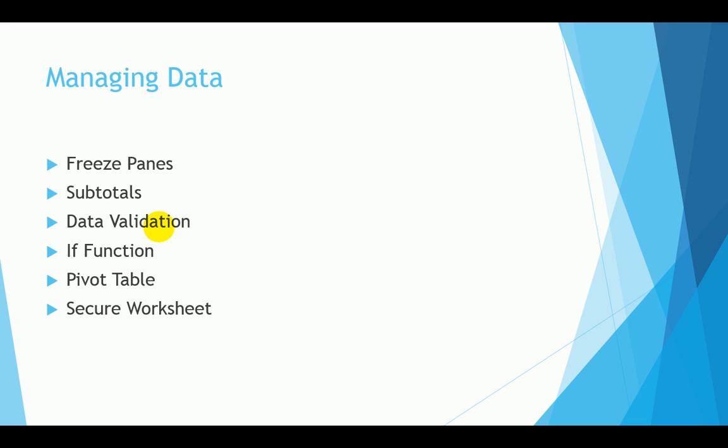We're then going to look at data validation to make sure that people are entering the right type of data into our spreadsheet. We're going to take a look at the if function. We're then going to take a simple look at pivot tables. Pivot tables is something we could really spend a couple weeks working on, but I want to introduce you to their concept. And then finally we're going to take a look at securing our worksheet.